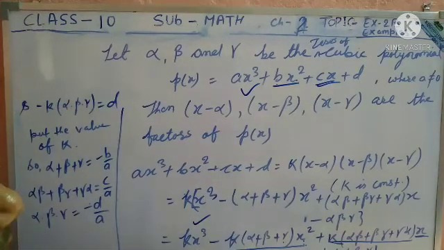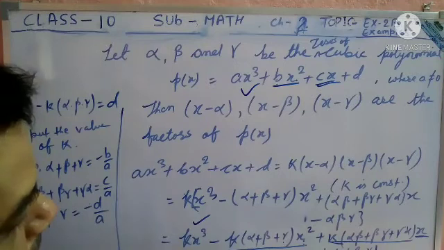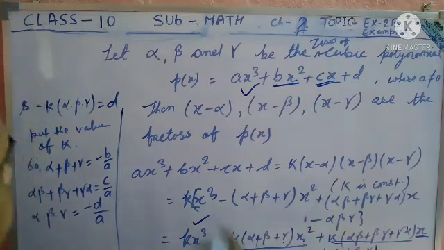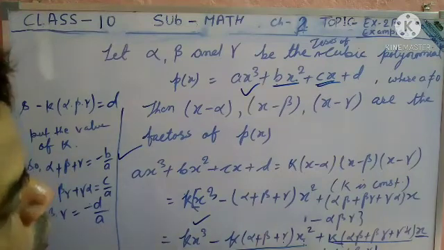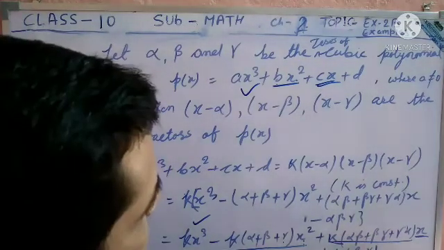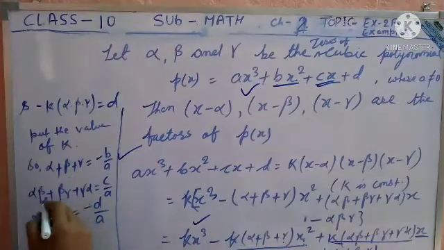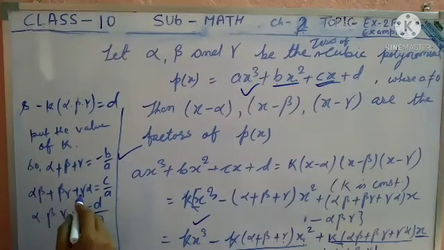So since k is equal to a, a times alpha plus beta plus gamma is equal to minus b, so alpha plus beta plus gamma is equal to minus b by a. Likewise, dividing by a, alpha beta plus beta gamma plus gamma alpha is equal to c by a.